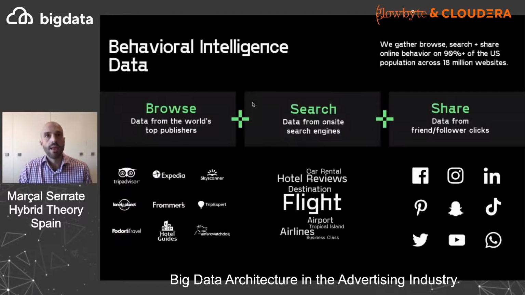So we start. What we do at Hybrid Theory is we are a digital service partner for brands and agencies to help understand behaviors from their customers and also provide operations to run and optimize campaigns on their behalf. Hybrid Theory receives data from different sources, browse, search, and share, from an extensive network of publishers to be able to understand patterns and behaviors to create the best audiences for our clients.